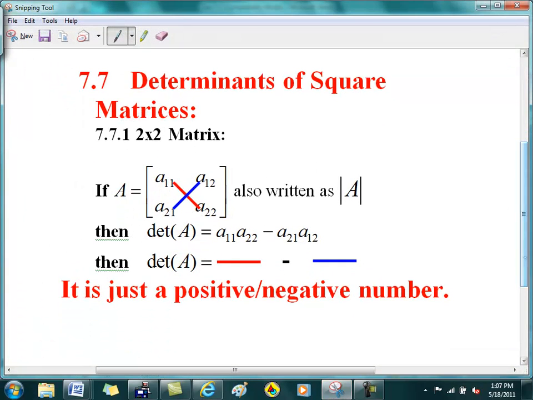To begin with, please take note of this: a determinant is merely a number. It could be either positive or it could be negative. Now for a 2 by 2 matrix, the way the determinant is calculated is by going down the red diagonal and multiplying the two numbers on that diagonal, minus going down the blue diagonal and multiplying the numbers on the blue diagonal. That's why I think of determinants as red minus blue.